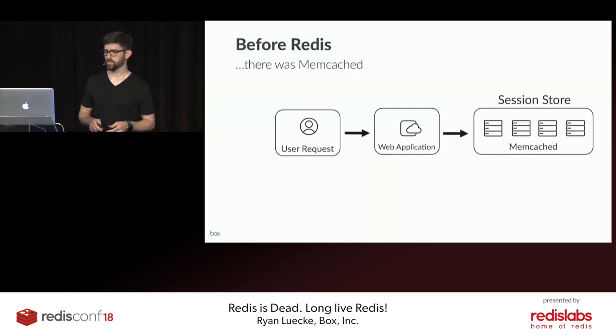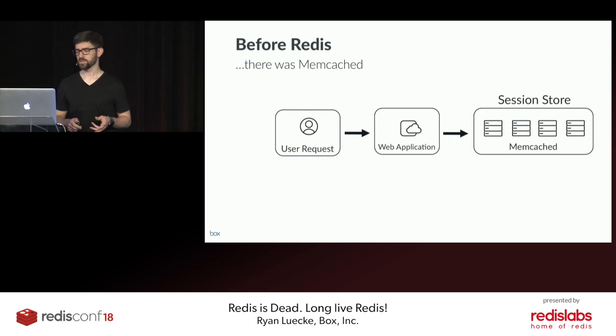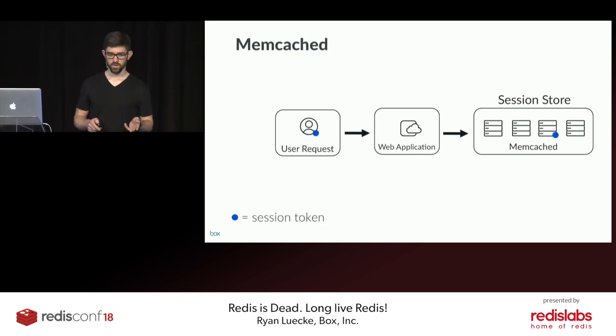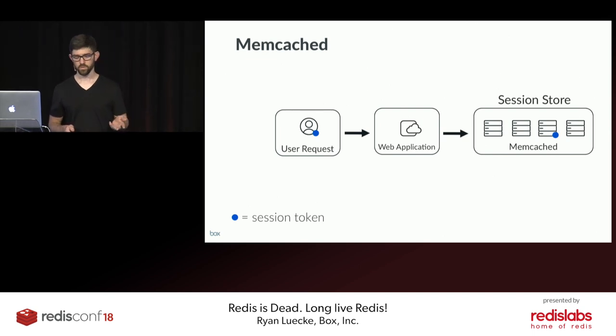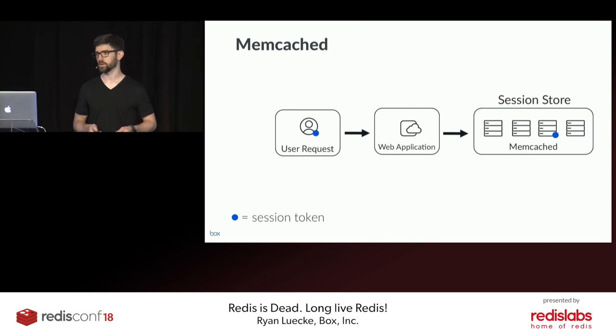Before Redis, there was Memcached in use as a session store at Box. So let's say a user comes to our site, they log in, we hand them back a session token, which is stored in their cookie jar in their browser, and we associate with that token their session information in Memcached. So in this example, we have, say, 4 Memcached servers, and their session lives on the 3rd one.